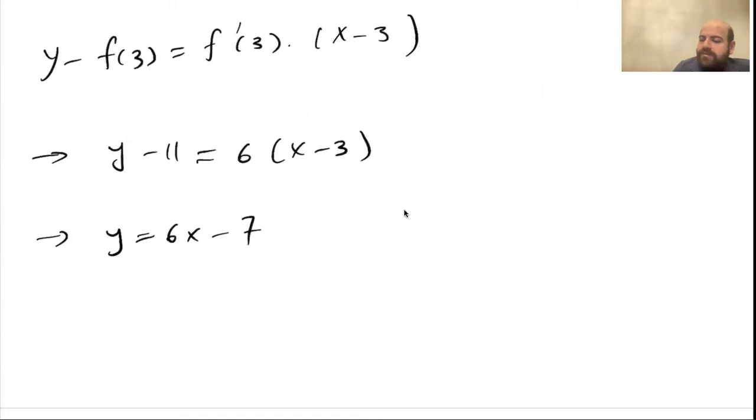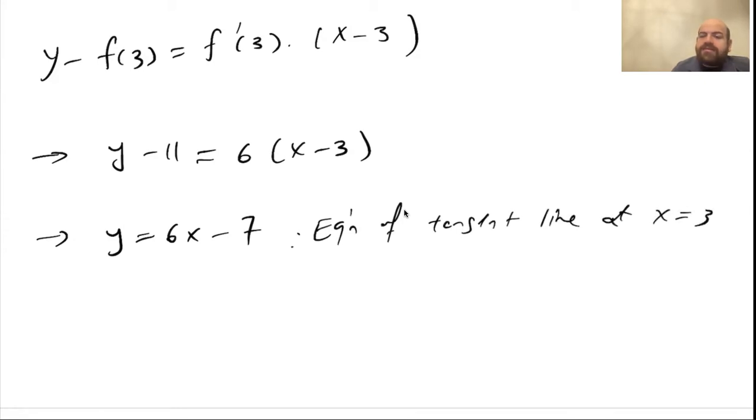So y equals 6x minus 7 will be the equation of the tangent line at x equals 3. It can also be written as the instantaneous rate of change for f of x at x equals 3.